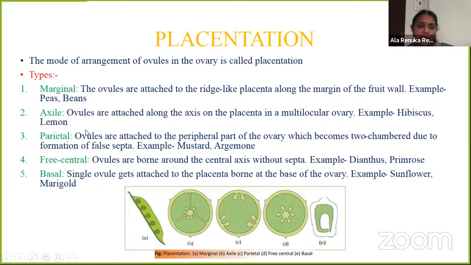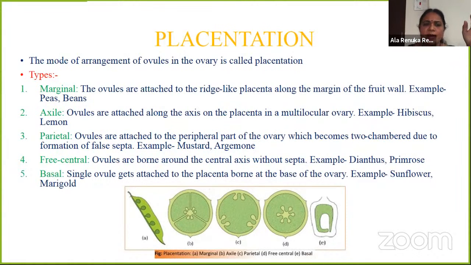We see them in lemon, lime, orange, etc. Cut an orange once and visualize it, and you will see. What is axial placentation like? Around the axis. Each segment is a locule. Each one in an orange is a locule. So where are the ovules getting attached? They are arranged around the center in a multilocular ovary.